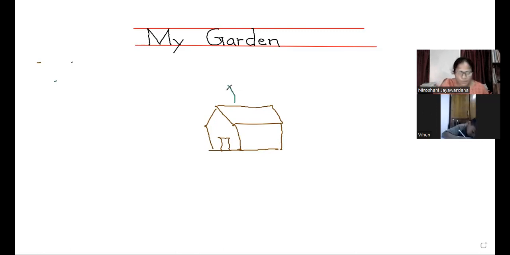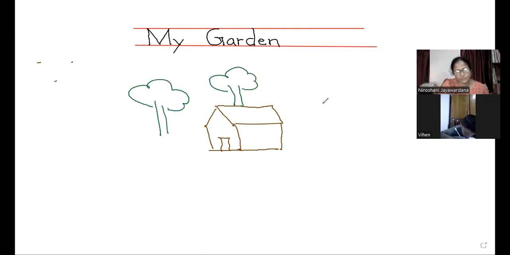Then draw three trees behind the house. One behind the house, two, three. Three trees. Okay, finish drawing three trees behind the house. Draw fast. Then one tree is a mango tree.